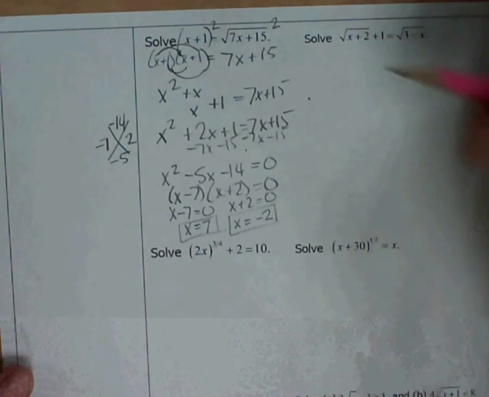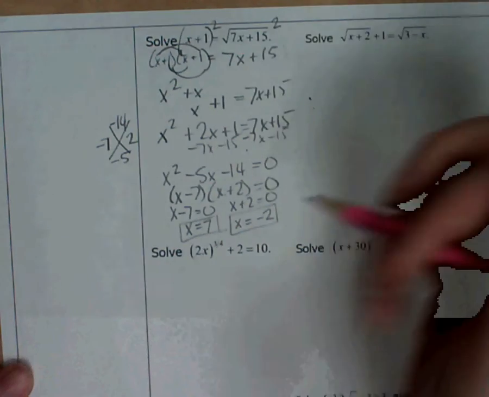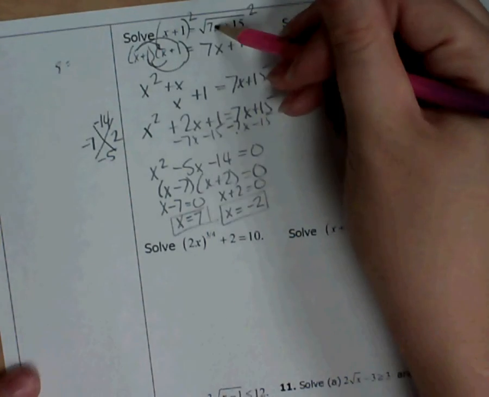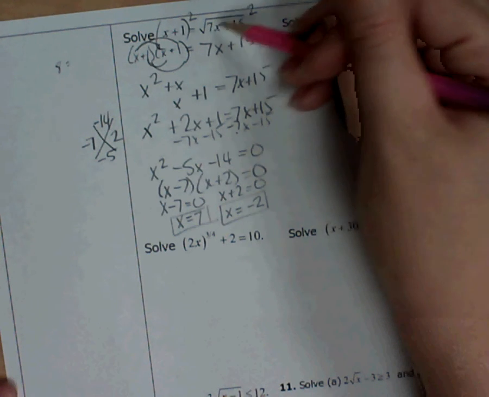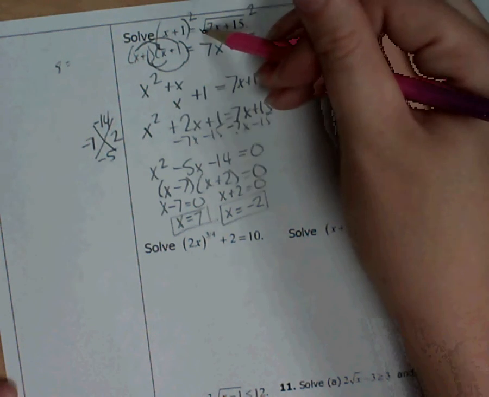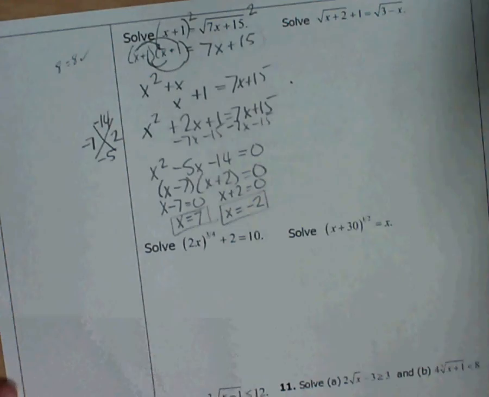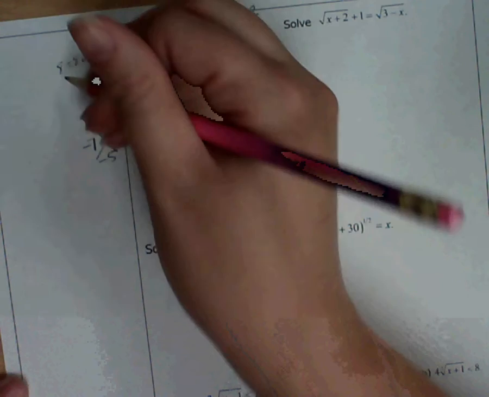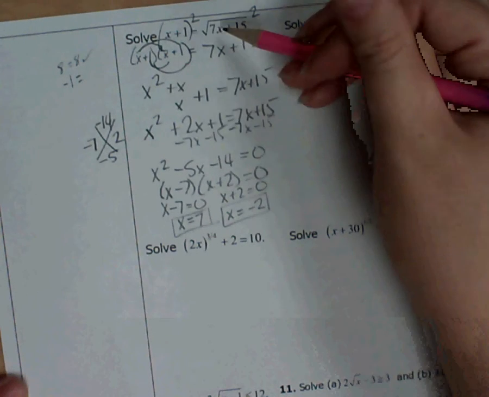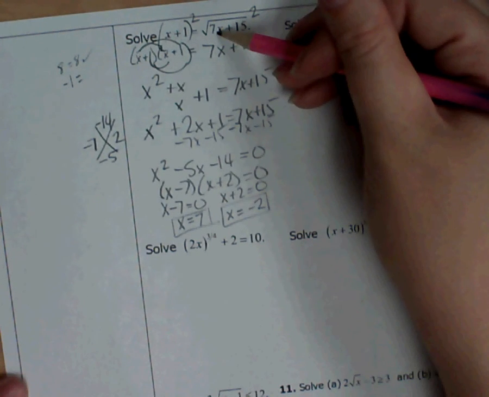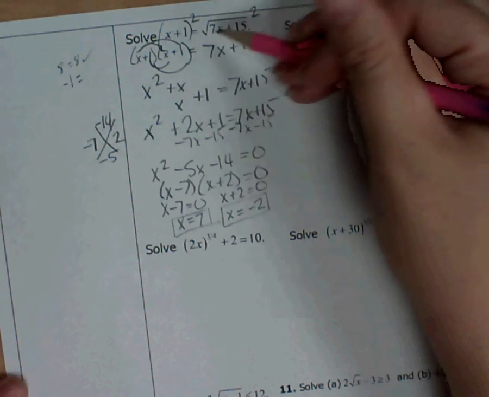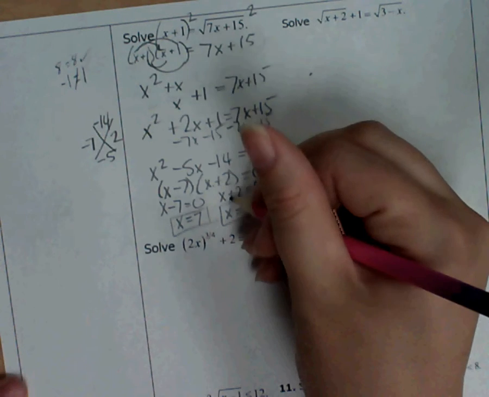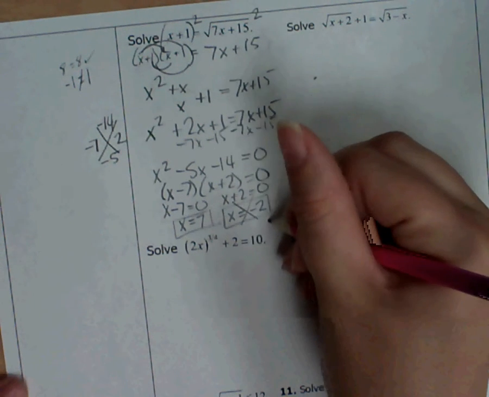Okay, so checking our answers, 7 plus 1 is 8 equals the square root of 7 times 7, which is 49. Plus 15 is 64, and the square root of 64 is 8. So that first one checks out. Plugging in negative 2. Negative 2 plus 1 is negative 1. 7 times negative 2 is negative 14. Plus 15 is 1, and the square root of 1 is 1. Now negative 1 is not equal to 1, so that means that this will not be a solution, that it is extraneous.